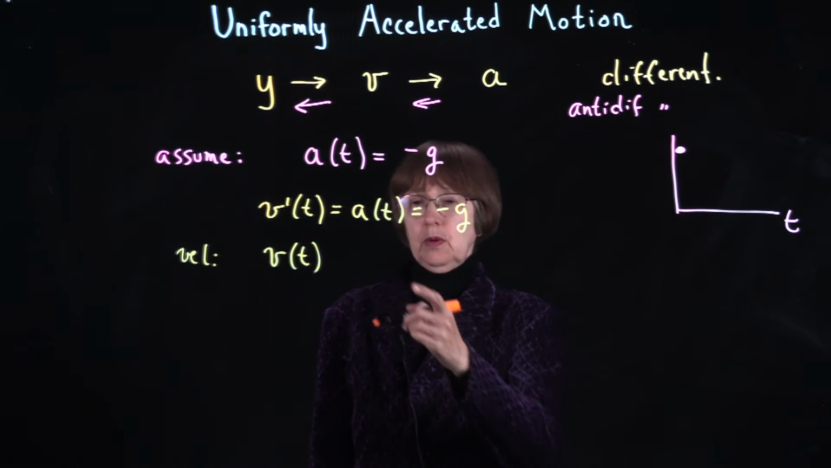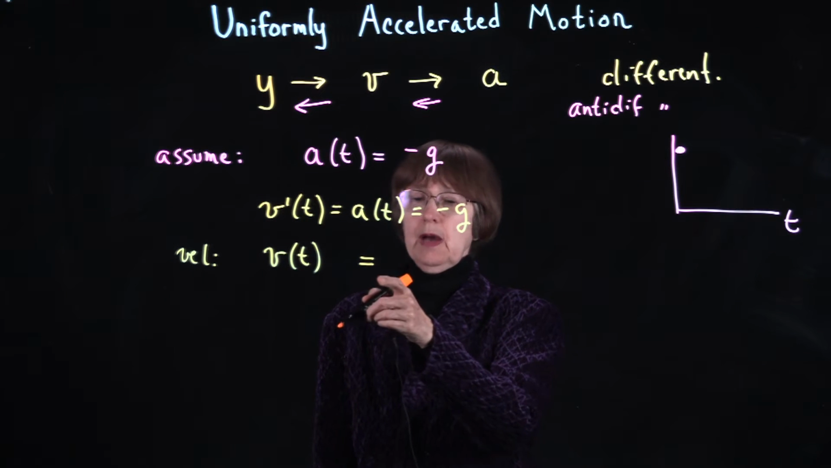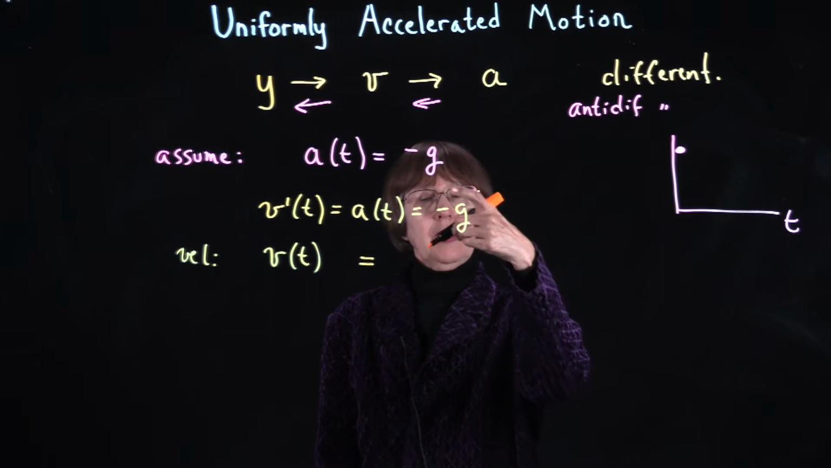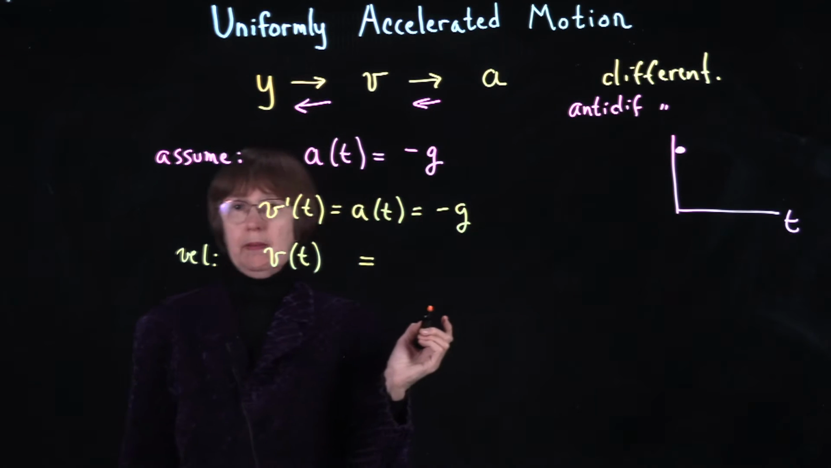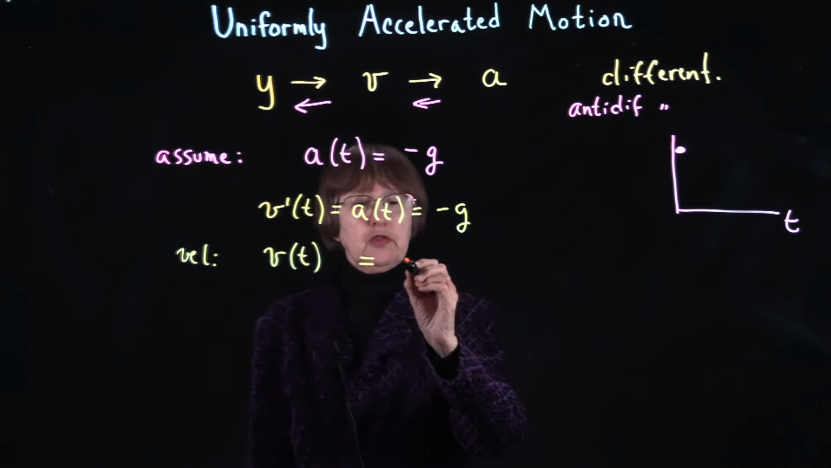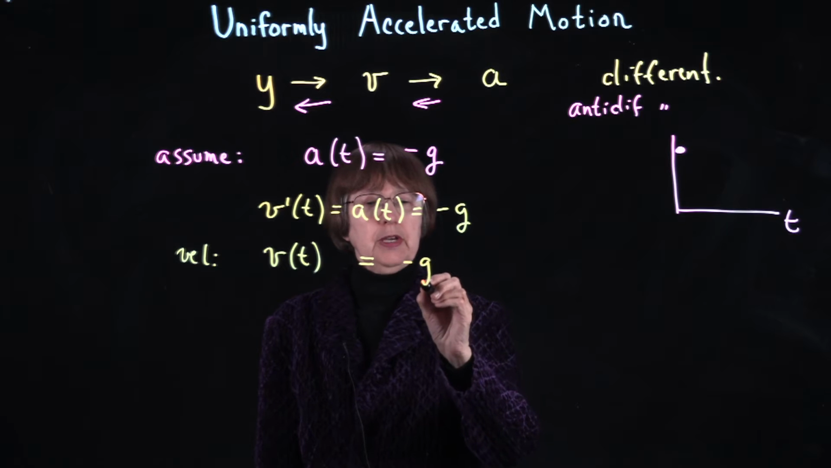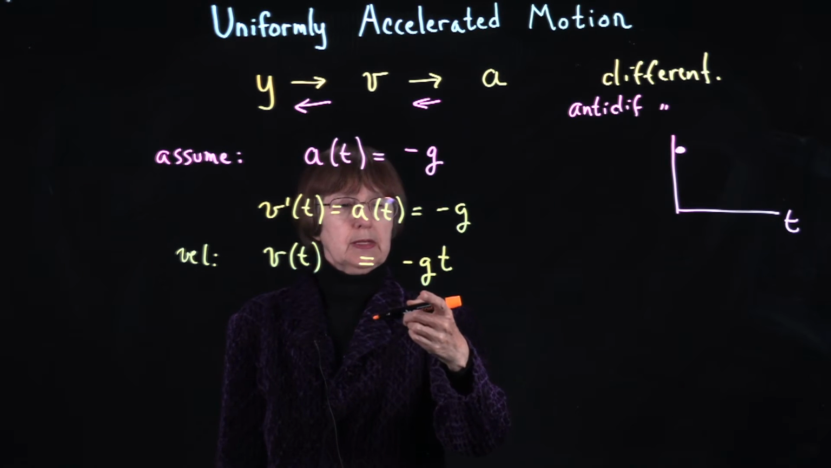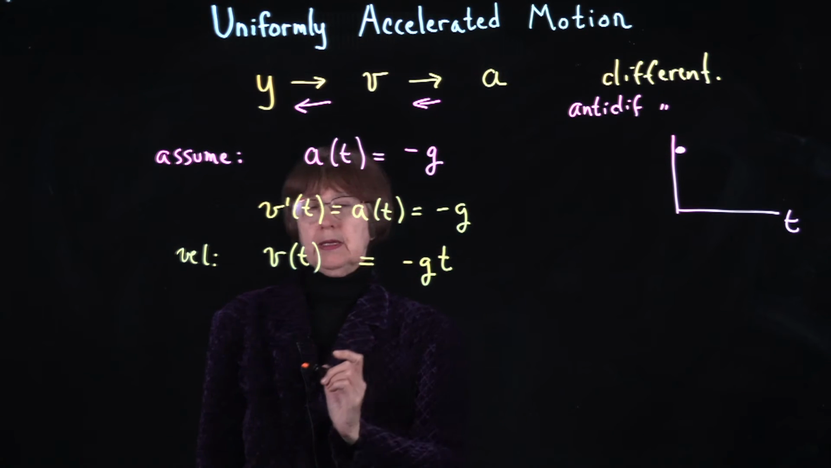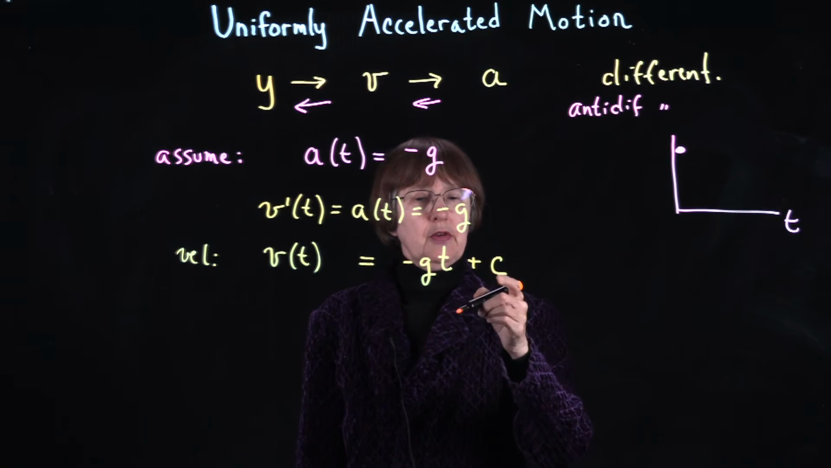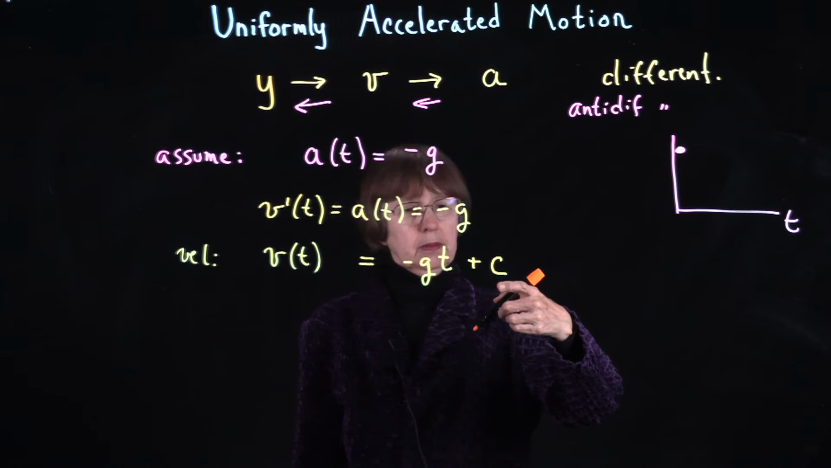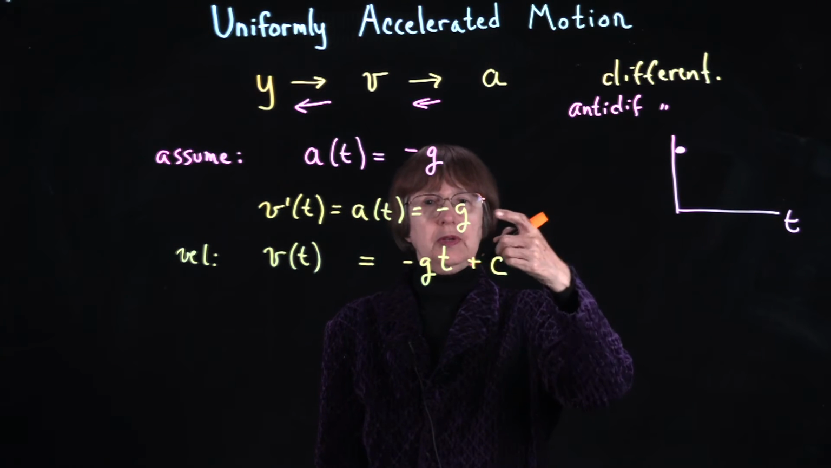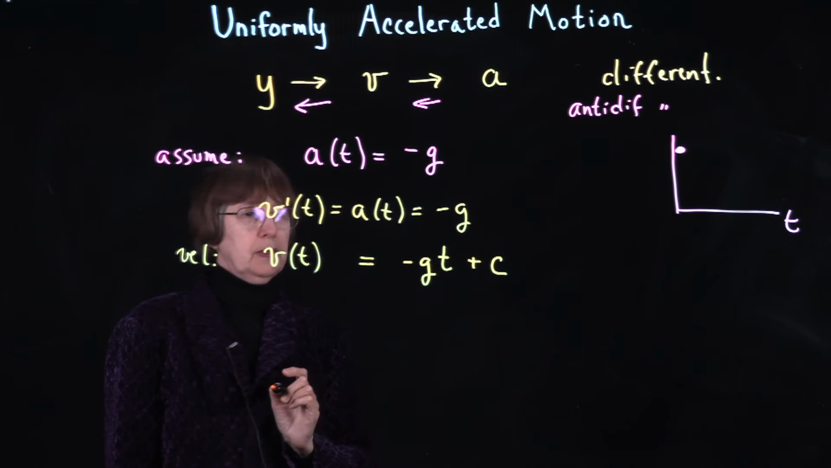Now, let's think for a minute. What sort of function did we have to start off with in order that when we differentiate it, we get minus g? Well, clearly it should be something of the form minus g times t, because of course when we differentiate this, we'll get simply this coefficient minus g. In fact, there could be any other additive constant, because the derivative of that constant would vanish when we differentiate.